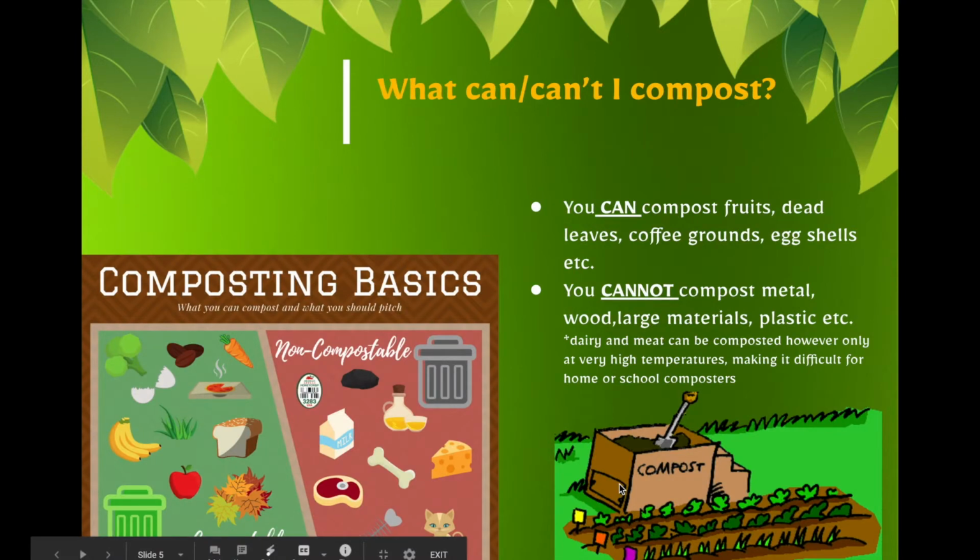Moving on, many of you may be wondering about what you can and can't compost. While there are many things you can compost, such as grass clippings, leaves, coffee grounds, orange peels, and more, there are also many things you cannot compost or that you would need special conditions for. For example, to compost dairy and meat products, you would need a more professional composter that can reach very high temperatures. Materials you cannot compost include metals, wood, and very large materials.